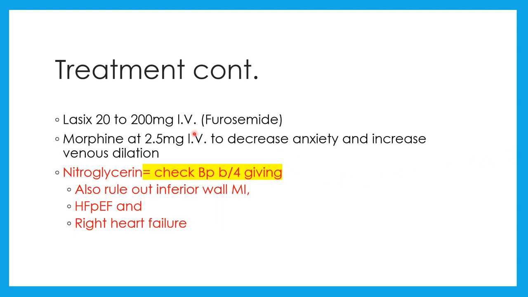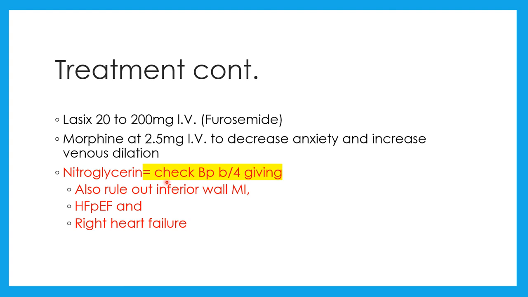Then we'll grab our Lasix, please, 20 to 200 milligrams intravenously, depending on the type of heart failure we're dealing with. Then we can have morphine, 2.5 milligrams intravenously, to decrease anxiety and increase venous dilation, but we'll be careful depending on the type of heart failure we're dealing with.